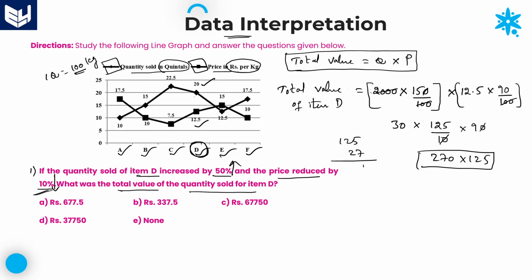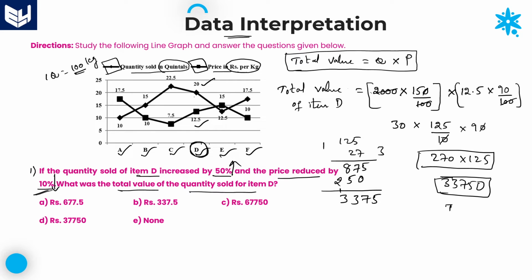Here 7 5s are 35, 3 is there, 7 2s are 14, 14 plus 3 is 17, 1 carry forward, 7 1s are 7 plus 1, 8. Next 2 5s are 10, 1 is carry forward, 2 2s are 4, 4 plus 1 is 5, and next 2 1s are 2. Now add all the values. This is 5 and next 7, this is 13 and next 3. As we have 270, therefore 270 into 125 is 33,750. That is the total value.